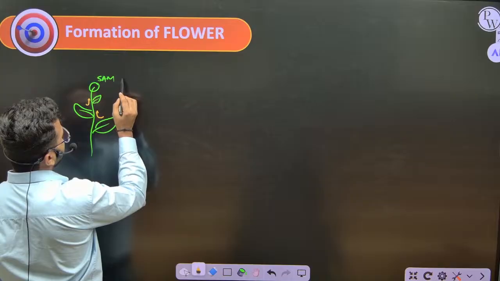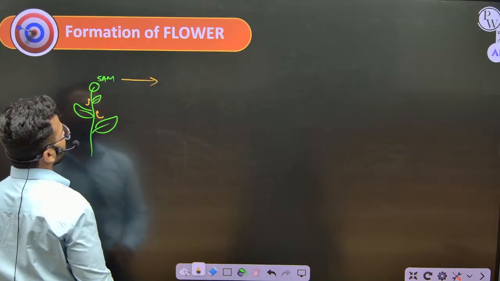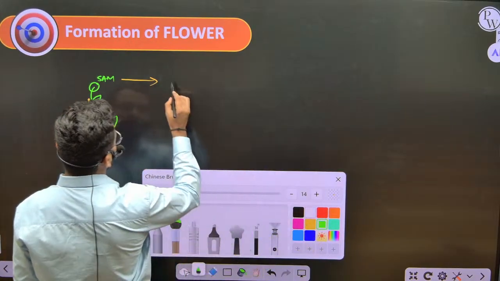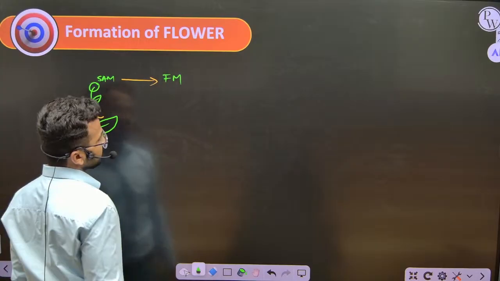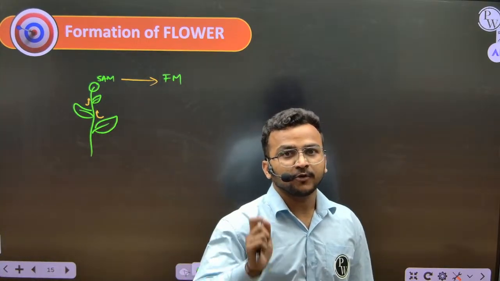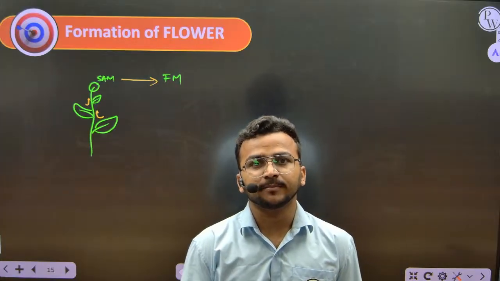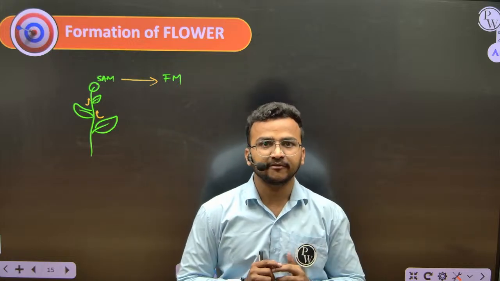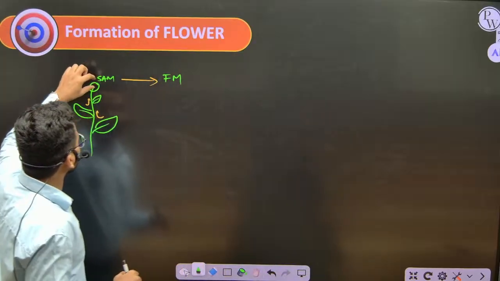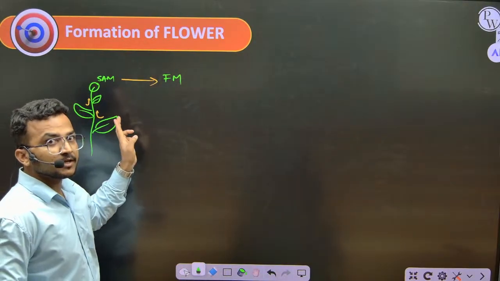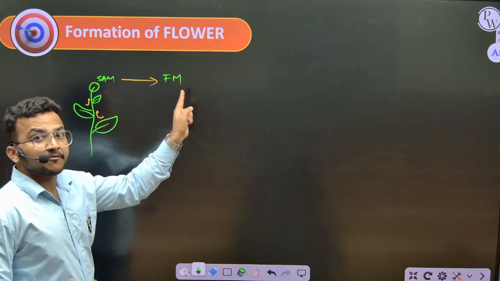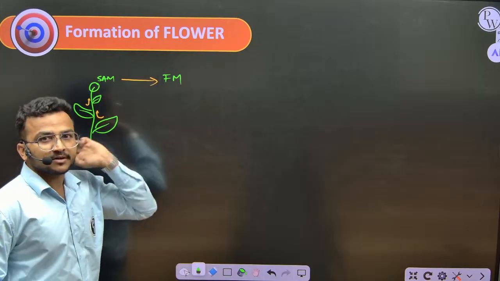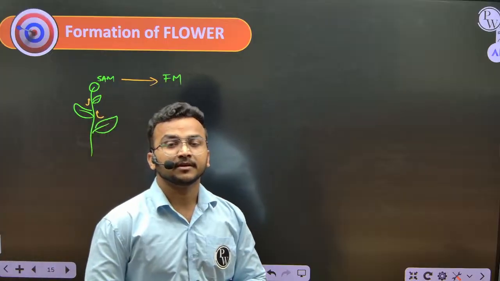See, shoot apical meristem is there. The shoot apical meristem will form the shoot. So this will turn into a meristem, that is the floral meristem. It is also meristematic. You might know that meristematic means cells which are continuously undergoing division. So the shoot apical meristem is continuously undergoing division. If a plant decides to make a flower, then internally the decision has been taken. Now this shoot apical meristem will get converted into floral meristem.